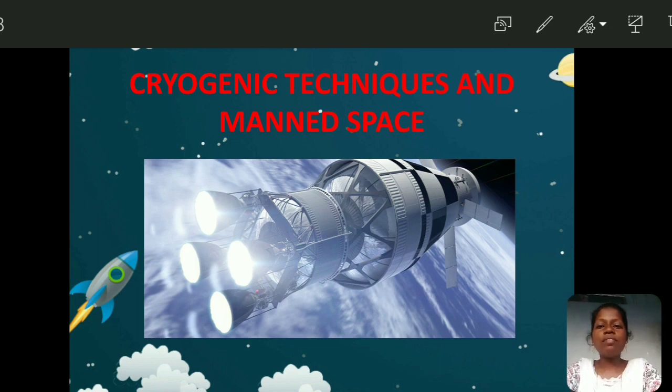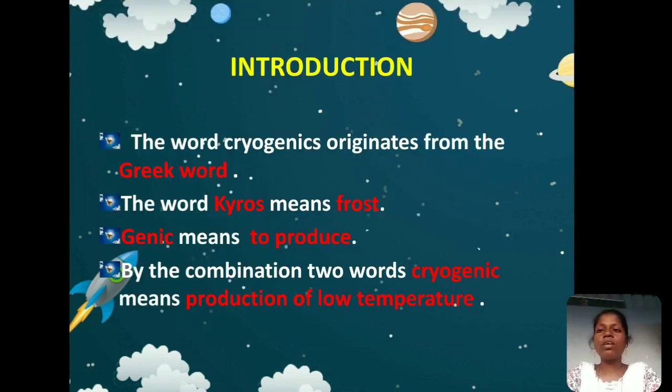So today we are going to discuss cryogenic techniques and manned space. The word cryogenic originates from the Greek word cryo, meaning frost or cooled. Genic means to produce or form. So by the combination of the two words, cryogenic means the production of very low temperature. So through cryogenics we produce a low temperature.